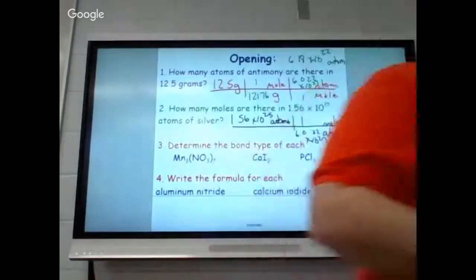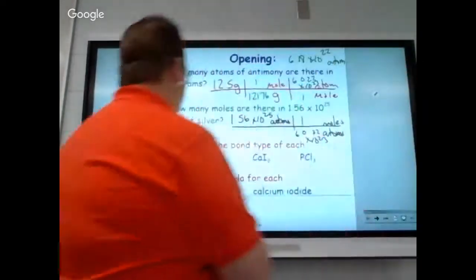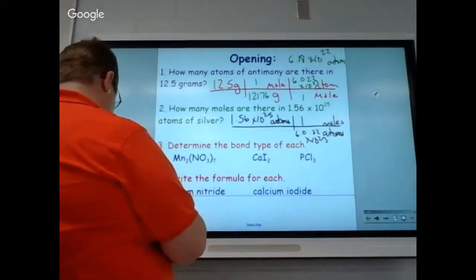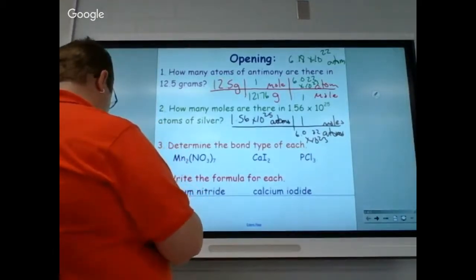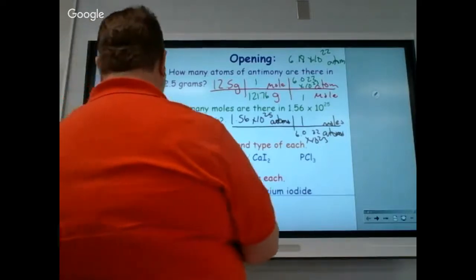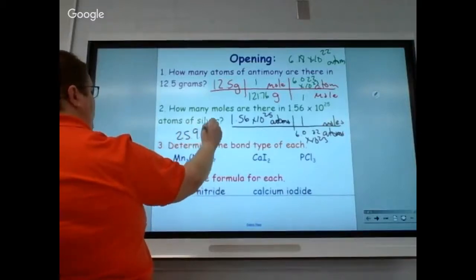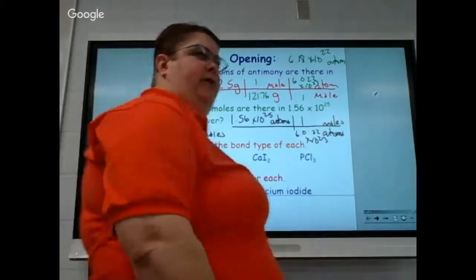So when we punch that in, 1.56 second EE 25 divide 6.022 second EE 23. I got 25.9. And that's moles. Are we okay with those?